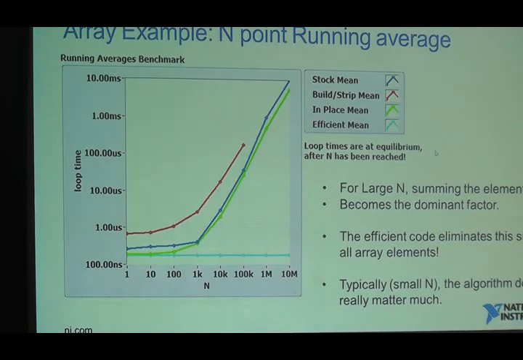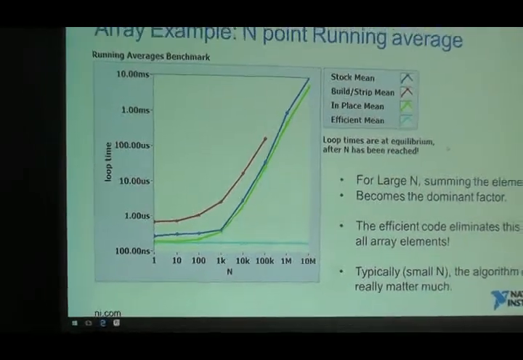The build strip is clearly slower than all the other ones. And I wasn't patient enough to measure up here. The in place is a little smoother than the stock. And if you look at the efficient, even if you have 10 million elements, it's 140 nanoseconds or so. It's completely independent. So the size of that array doesn't really matter. Right? The main operation is the add and subtract, and this is just a few numbers. It's totally cheap, and it doesn't change.